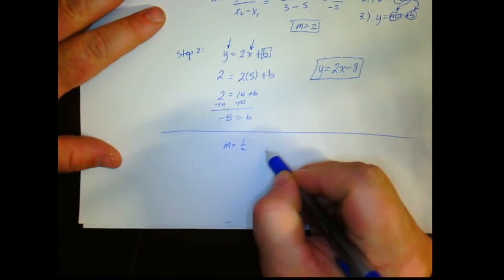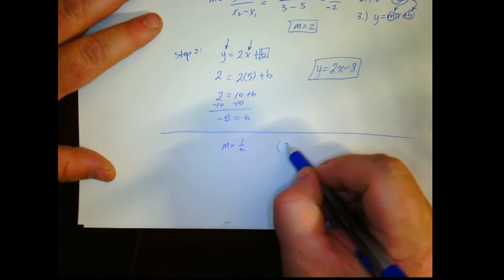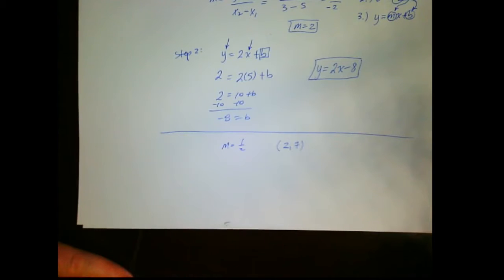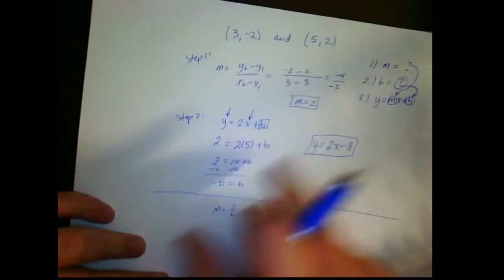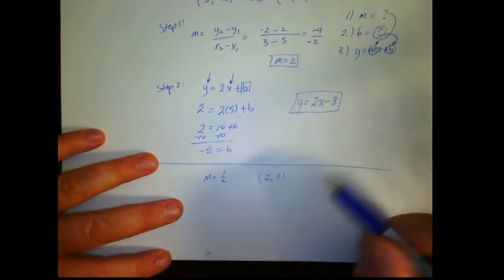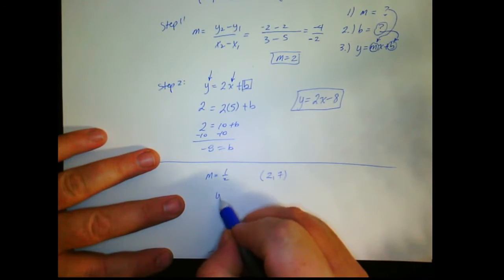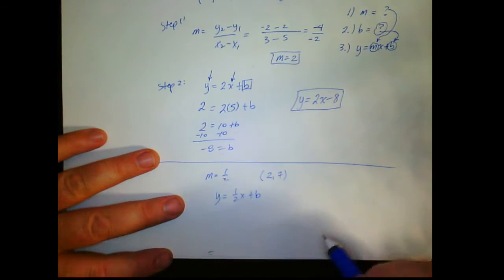What if they gave you this? Let's say it had a slope and a point. Could you do it then? Well, in this situation, it's almost the same as this, but it's actually easier because, look, the first step is done for us. We know the slope is 1/2, so y equals 1/2 x plus b. We don't know what b is. We have to figure out b.